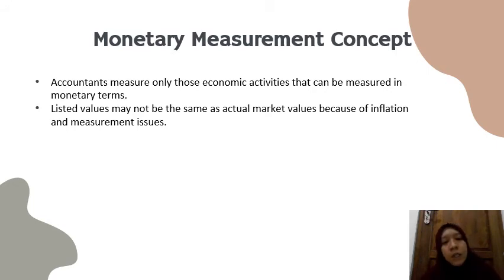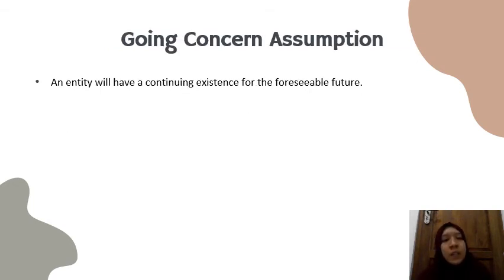Accountants measure only those economic activities that can be measured in monetary terms. Listed values may not be the same as actual market values because of inflation and measurement issues. Going concern assumption means that an entity will have a continuing existence for the foreseeable future.